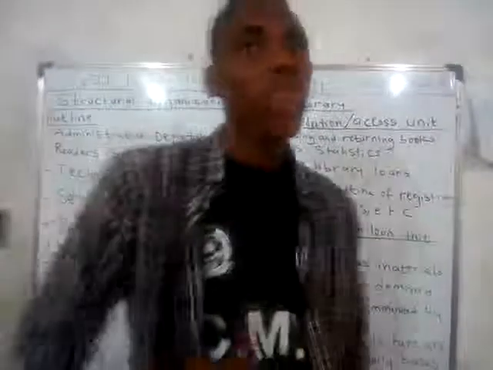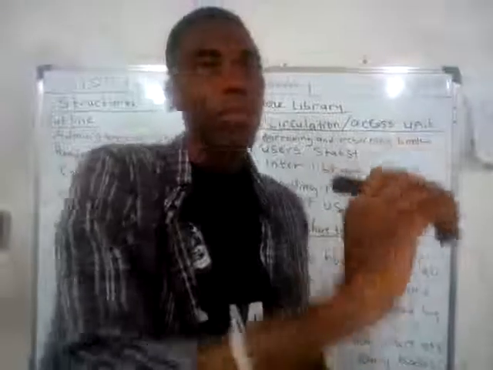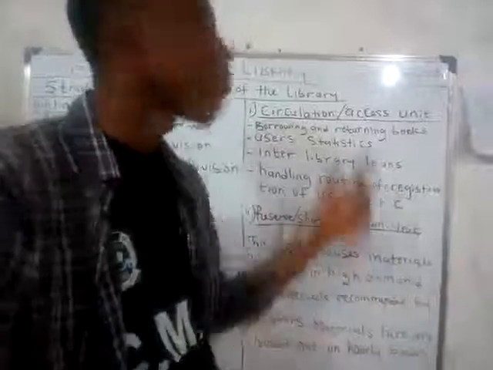Now, registration of library users, they are still the ones in charge. They come to register the people that want to have their library ID cards, and keep the records of everything. These are some of the functions of the circulation or access unit. They have more functions. You can find out more of them.